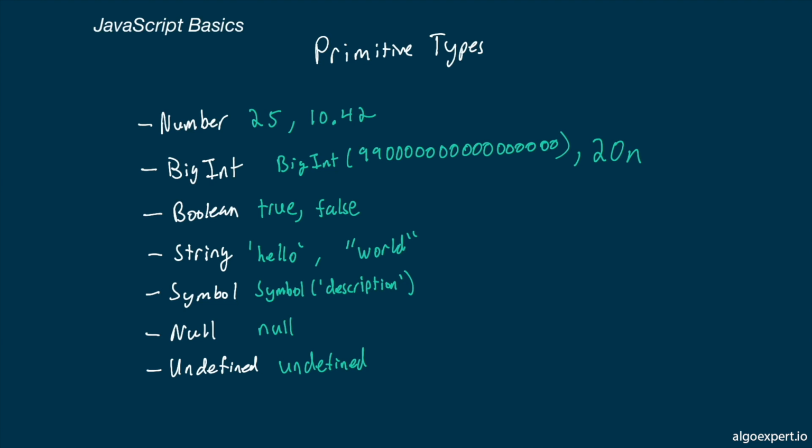So first we have numbers, which are pretty self-explanatory. The one key difference here from other languages you might have used is that there's no distinction between integers and floats or doubles. They are all just under the same number primitive.